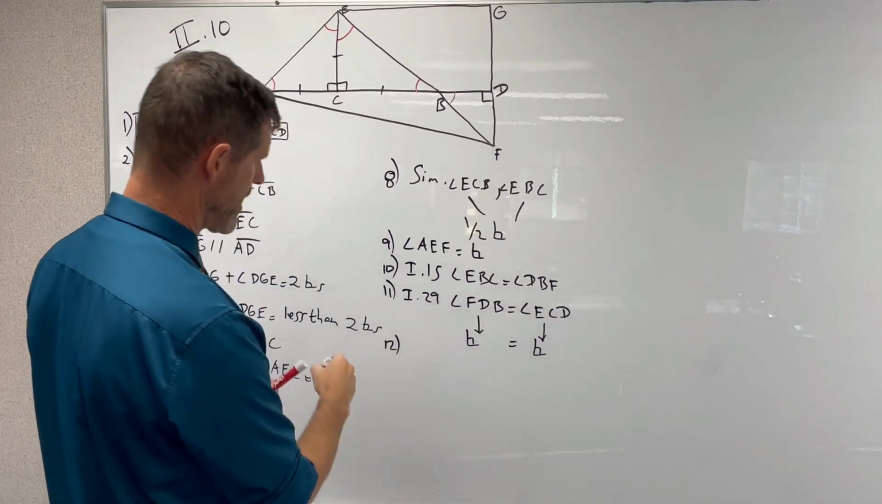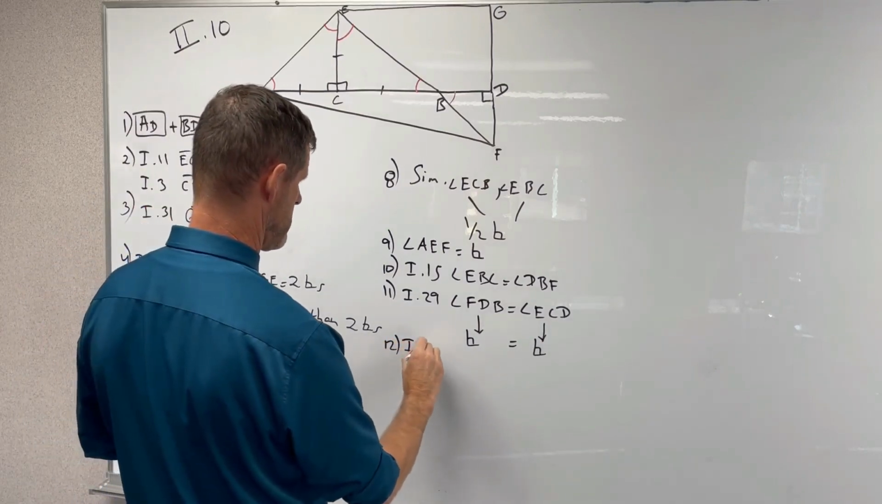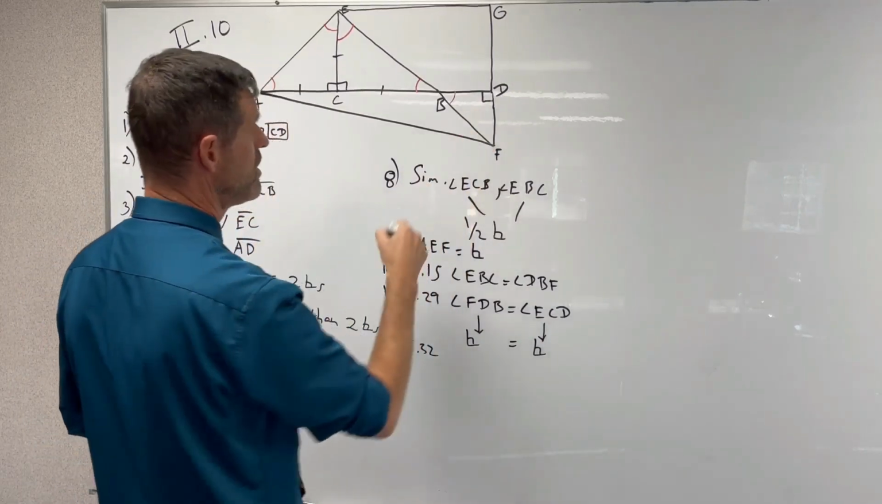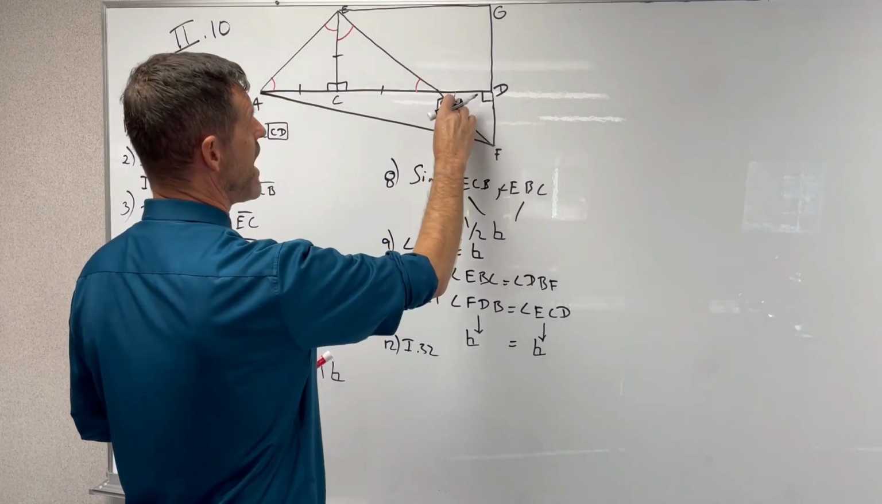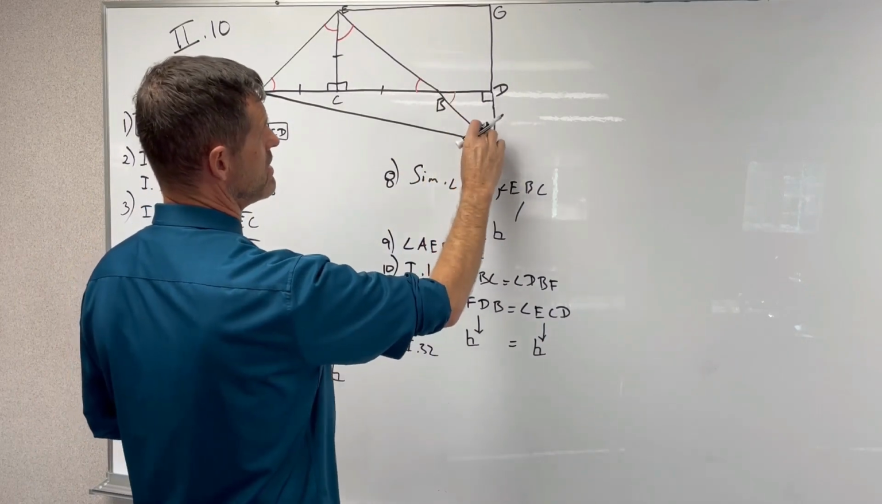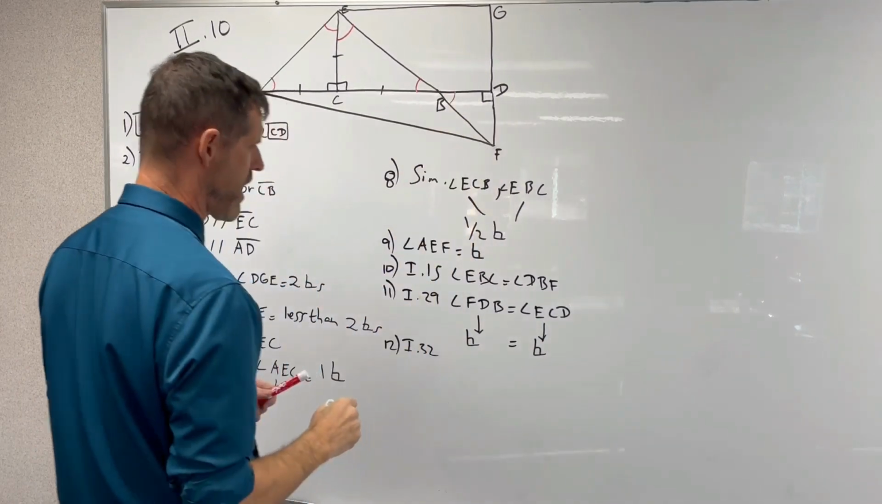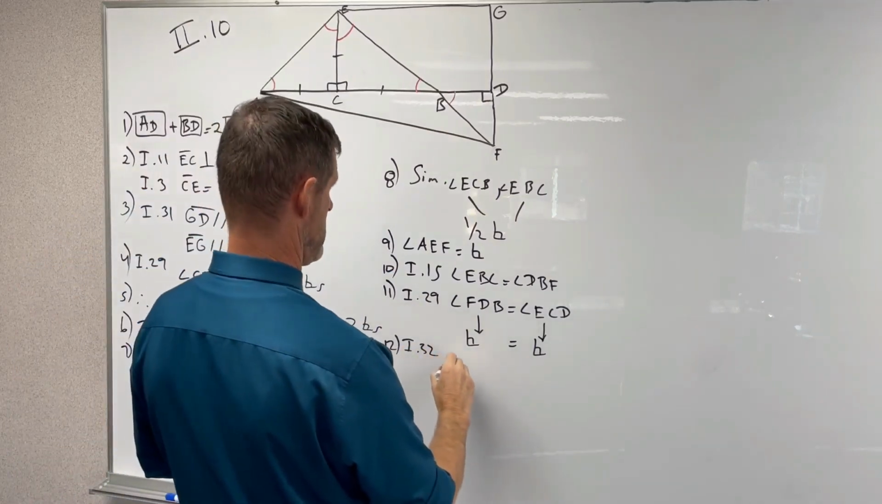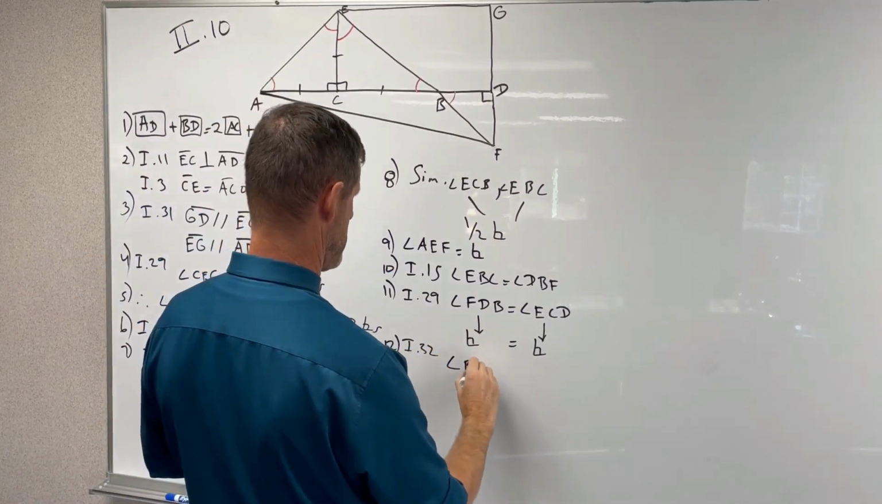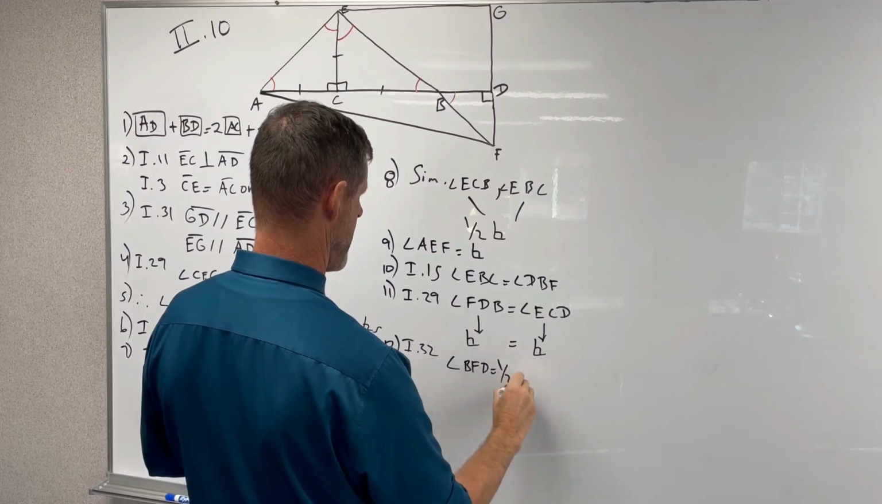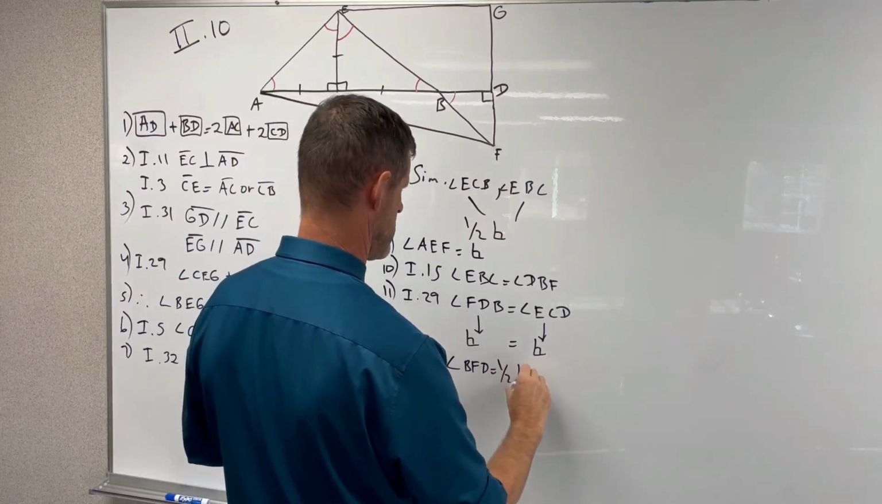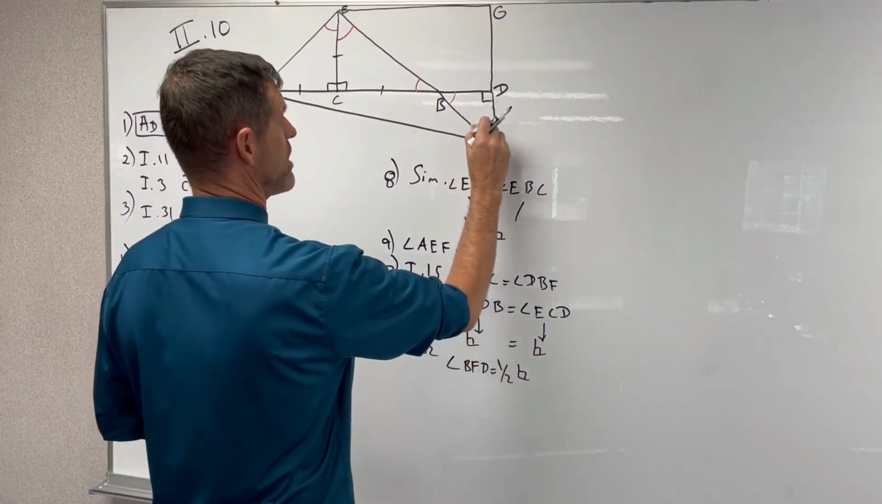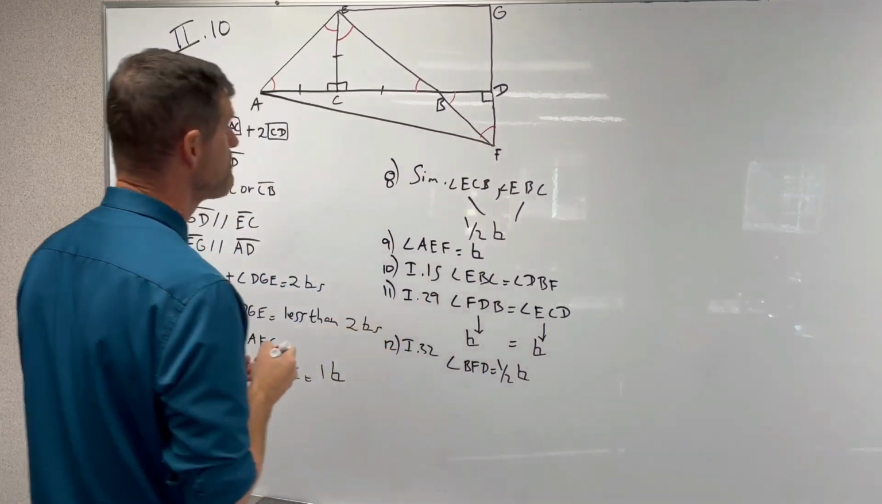And now we can utilize Proposition 32 again for this triangle. Because this is a right angle and this is half of a right angle, then the remaining angle BFD is half of a right angle. The angle BFD equals 1/2 of a right angle. So I will put that marker in there.